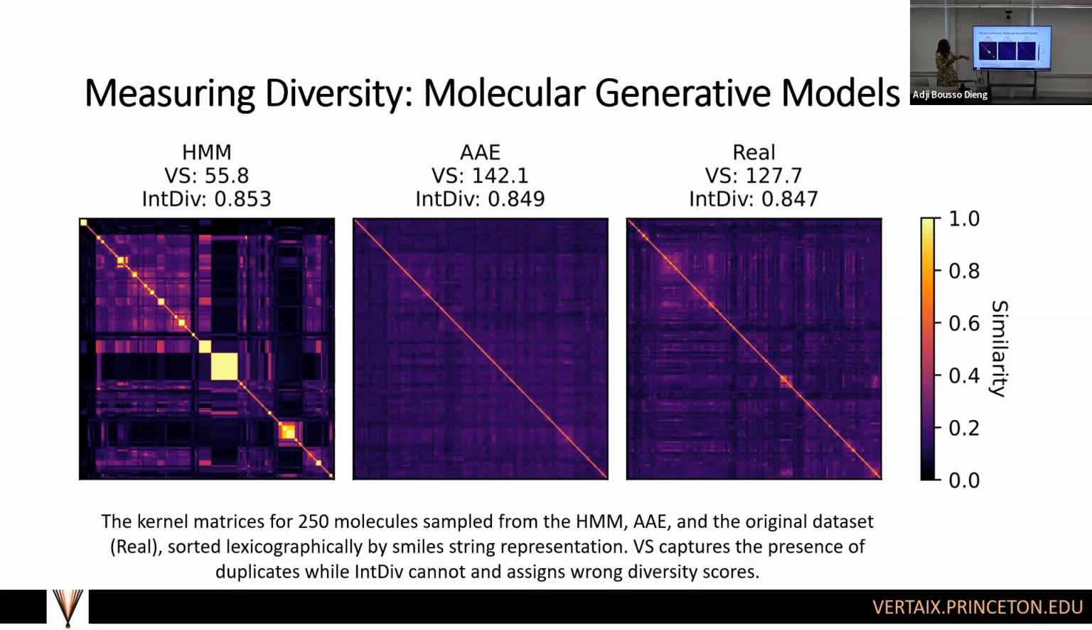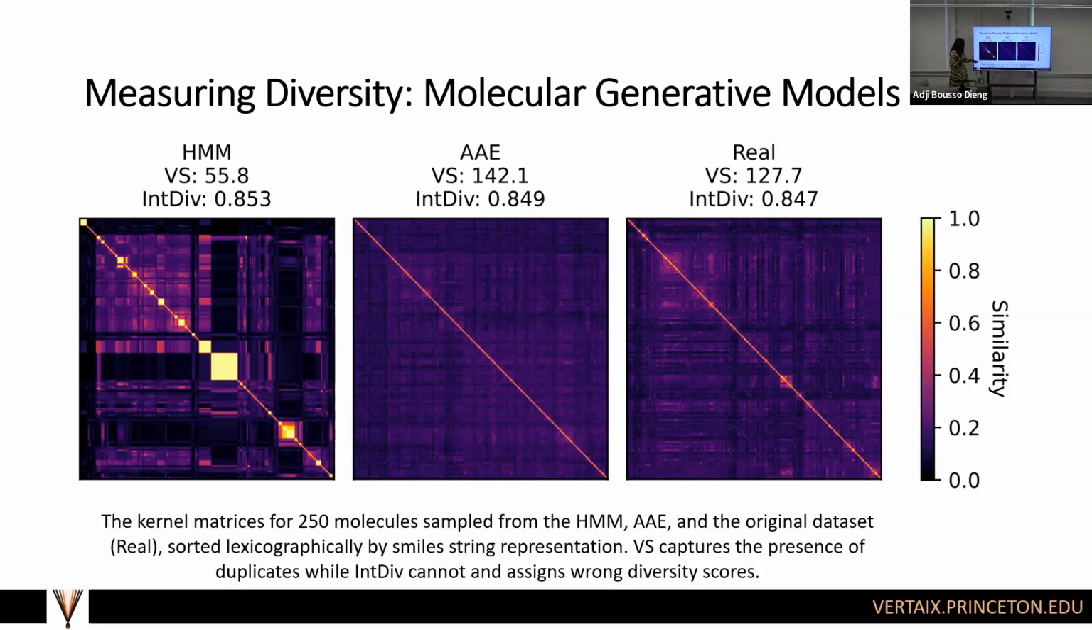Here, what I'm showing are results on molecular generative models. This is a setup where diversity is really key. So we want to have a metric that can inform us of the diversity of our generative model. There's a benchmark of molecular generative models. In that benchmark, there are different types of models. One was the HMM model. Another one was an adversarial autoencoder. And then in the third column there, I'm showing the actual real data set.